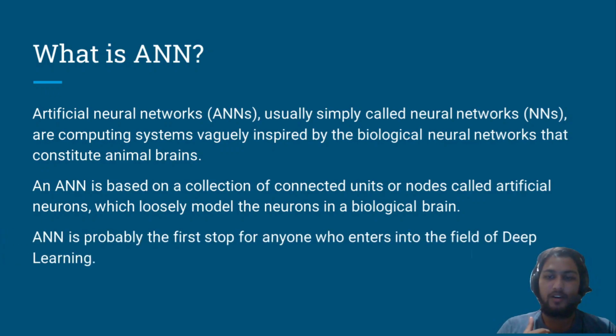ANN is probably the first stop for anyone who enters the field of deep learning. Inspired by the structure of natural neural networks present in our body, ANN mimics a similar structure and learning mechanism. ANN is just an algorithm to build an effective predictive model, because the algorithm and its implementation resemble a typical neural network.